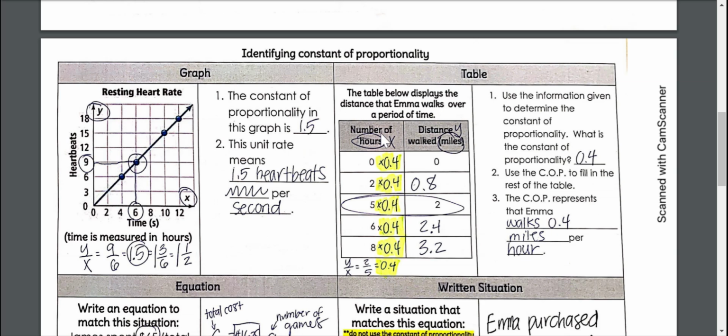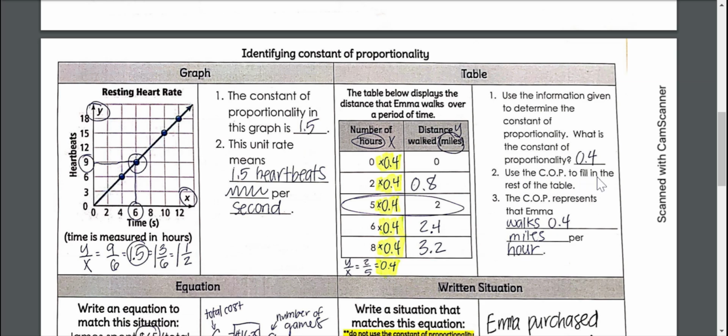All right, next, the table below displays the distance that Emma walks over a period of time. So the number of hours is going to be x, and then the distance that she walks in miles is going to be y. Step 1 says use the information given to determine the constant of proportionality. What is the constant of proportionality? So for this one, remember you need to do y divided by x, so 2 divided by 5. That could be written as 2/5 or 0.4. Both are correct.